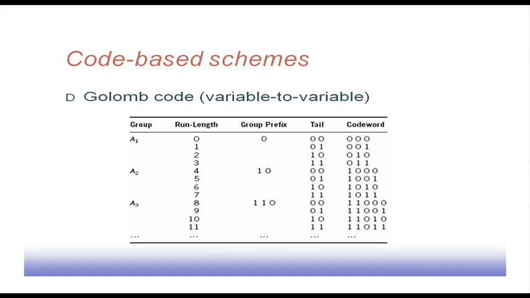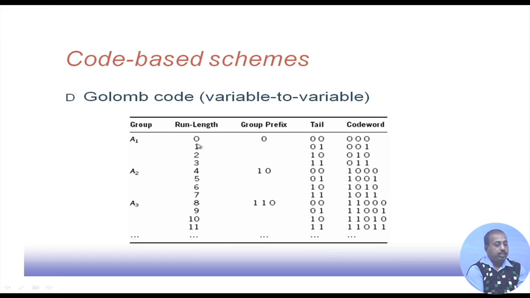Another code based scheme is known as Golomb code. It is a variable to variable length coding. Here we have groups like the A1 group. What is done is that the original run lengths are divided into groups of equal sizes. Group A1 has the run lengths 0, 1, 2 and 3. Group A2 has run lengths 4, 5, 6 and 7. A3 has 8, 9, 10, 11, and so on. So, run lengths are grouped into equal sized partitions.